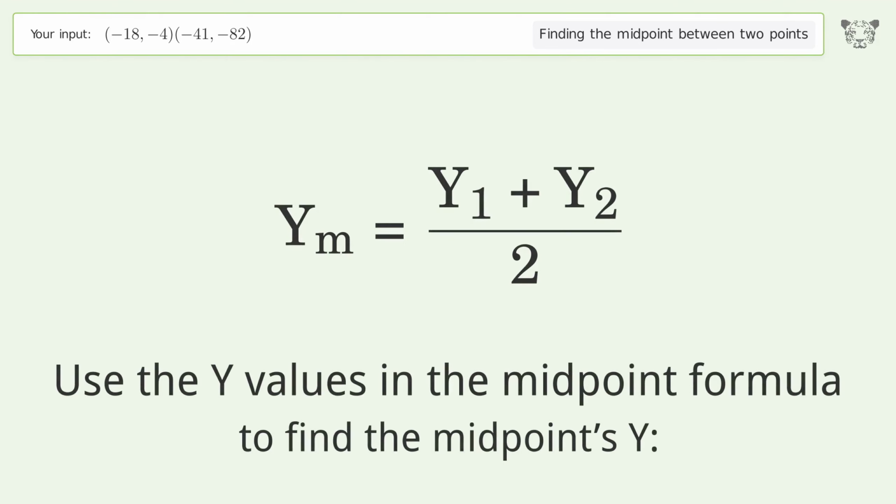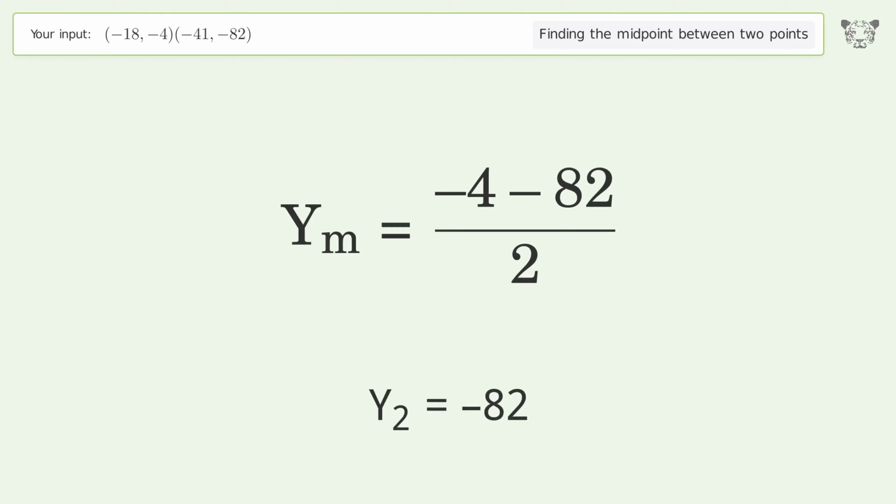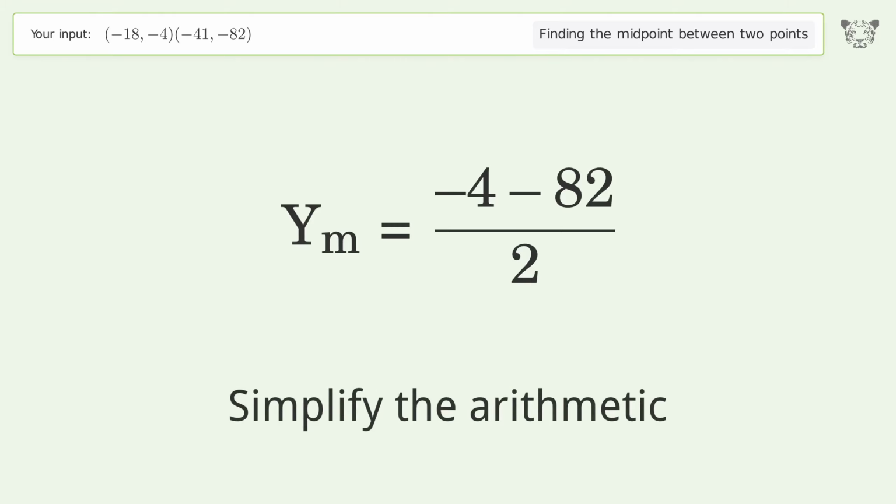Use the y values in the midpoint formula to find the midpoint's y. y1 equals -4. y2 equals -82. Simplify the arithmetic.